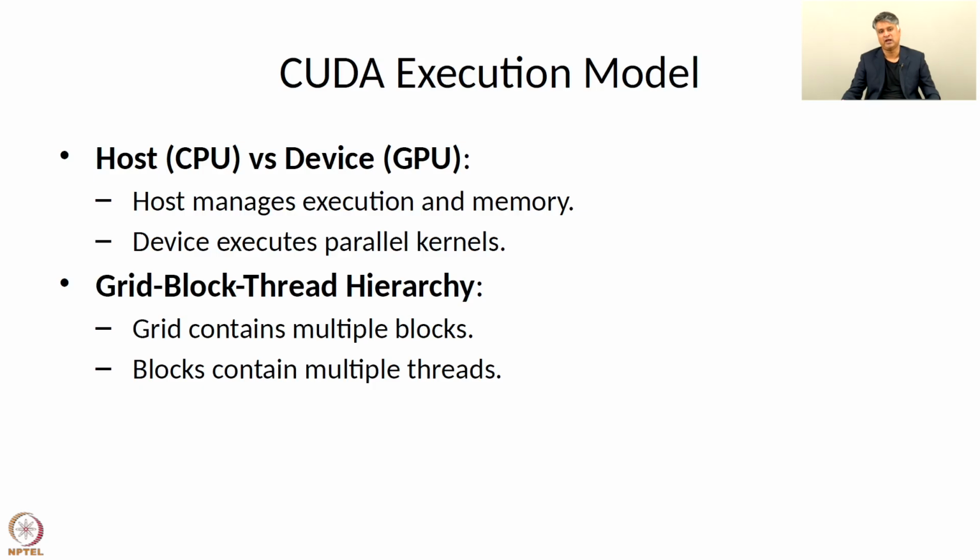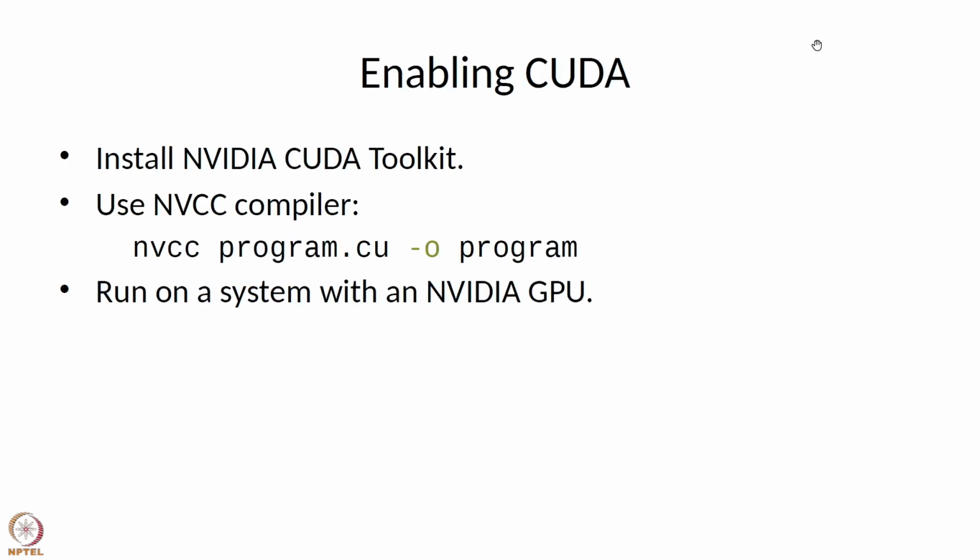But obviously, you will have a very long array, which can be subdivided into blocks. Each block will contain individual threads, each working on a single data item, and the blocks can further be organized into grids. So grids contain multiple blocks, and blocks contain multiple single threads.